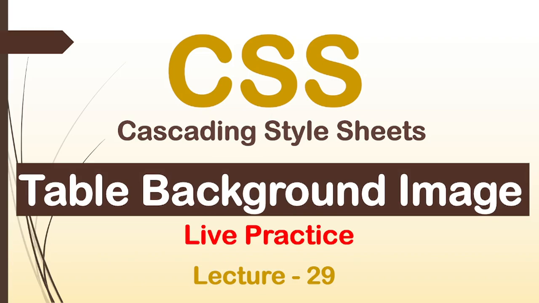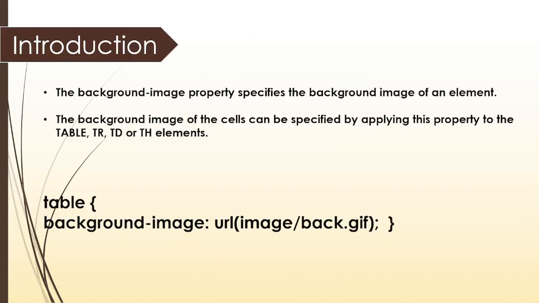In this session, we will be discussing cascading style sheets, table background, image properties. We will discuss everything practically. First of all, in the previous 3 to 4 lectures, we have discussed how to make your table more attractive by using cascading style sheet properties. Now we will discuss how to use an image of any size as your table background. Correct? So let's move to the introduction part first.